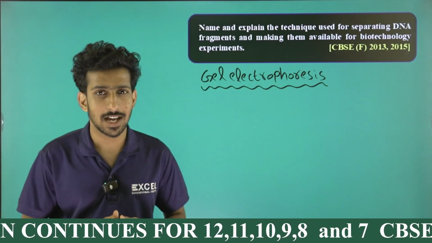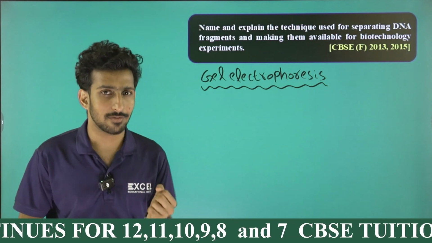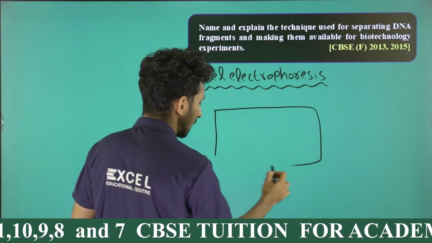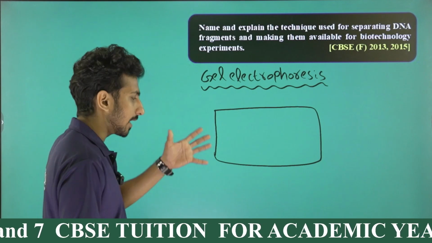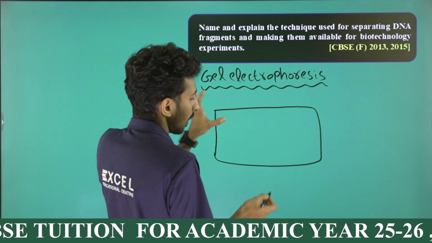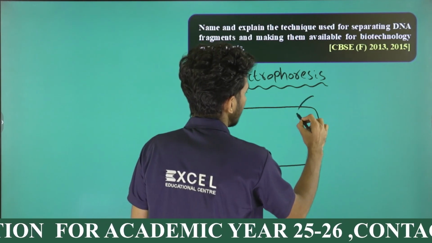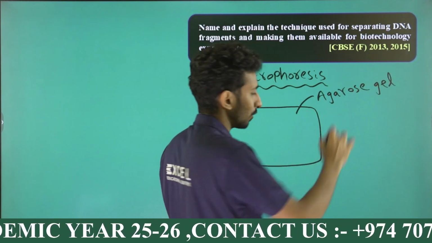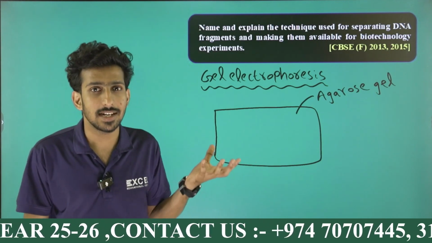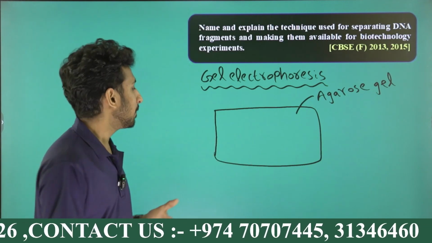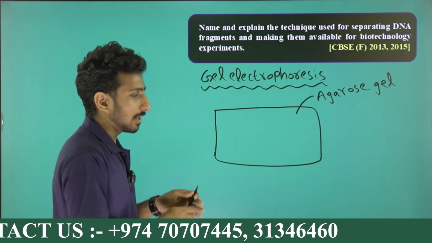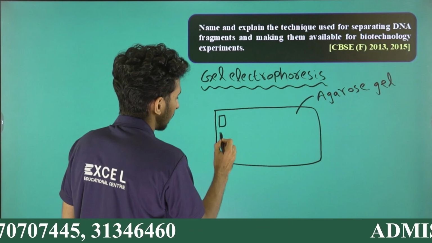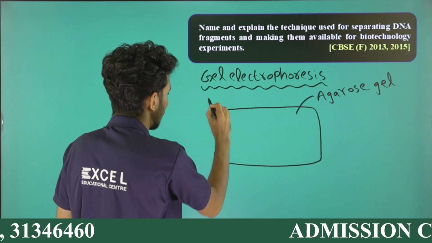Separation of DNA fragments based on their size in an electric field. So we have to take agarose gel in the device of gel electrophoresis. This is the device of gel electrophoresis. We are adding agarose gel. Agarose gel is taken from seaweeds, Gelidium and Gracilaria. Now to the agarose gel we are dipping a comb, and there form some pores called wells.